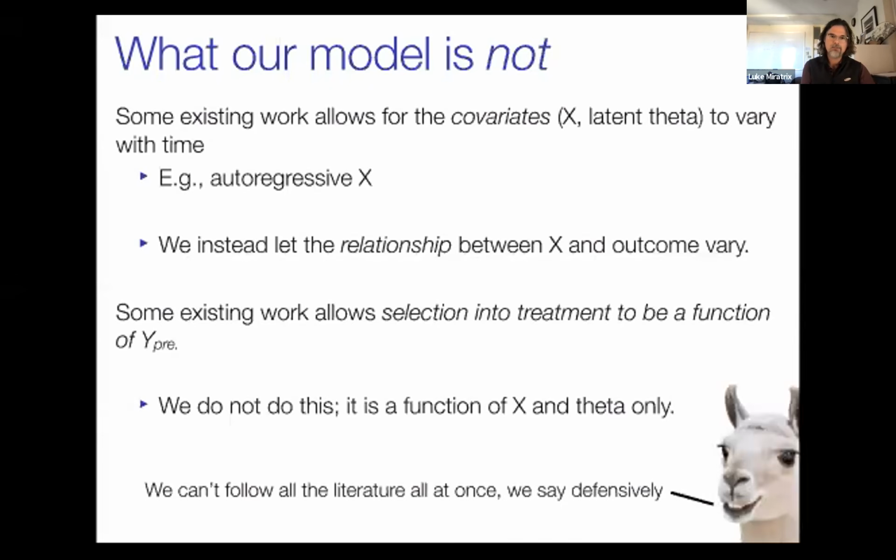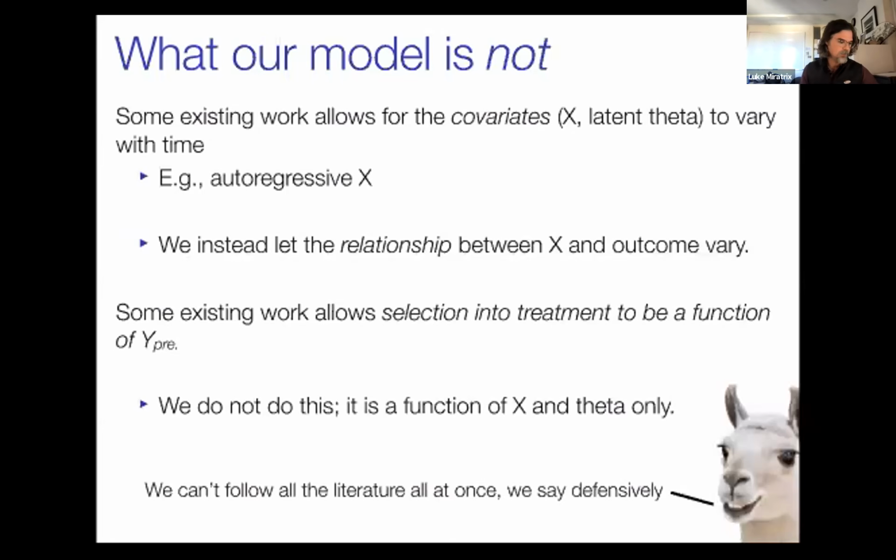And while you might have multiple pre-treatment outcomes that are varying across time because they're pre-treatment outcomes, our time varying characteristics are about the relationship between x and outcome, i.e. we're allowing the betas in our regression model to change across time, but we're leaving the covariates as fixed. Some work actually allows those covariates to change. Some other work allows selection into treatment to be a function of y pre.